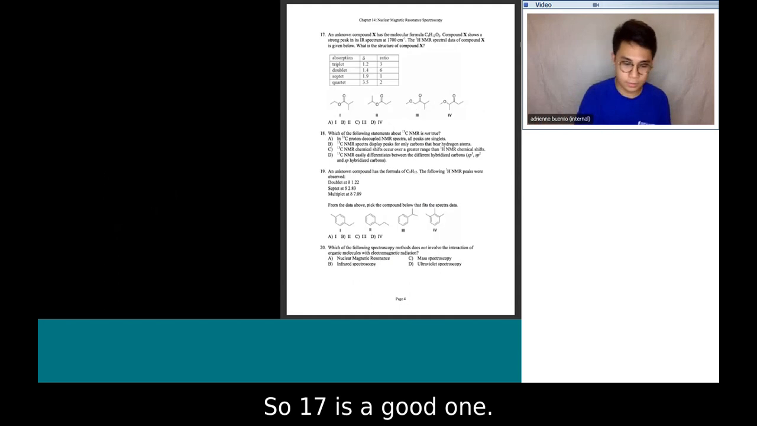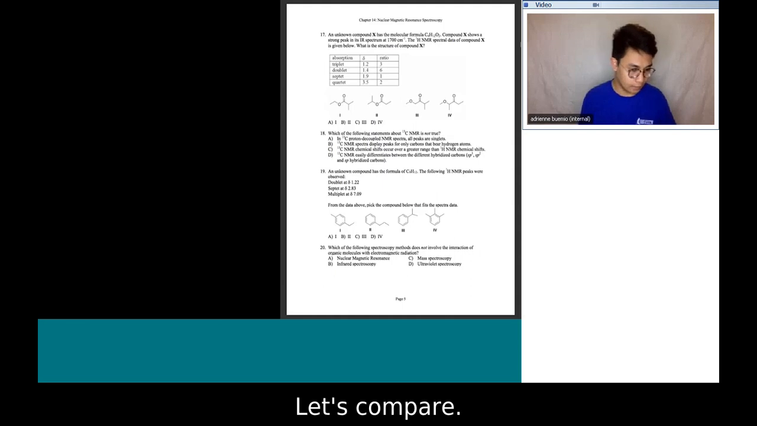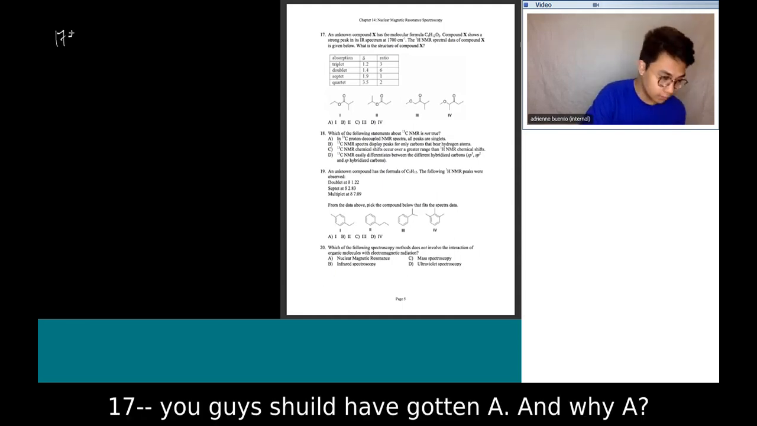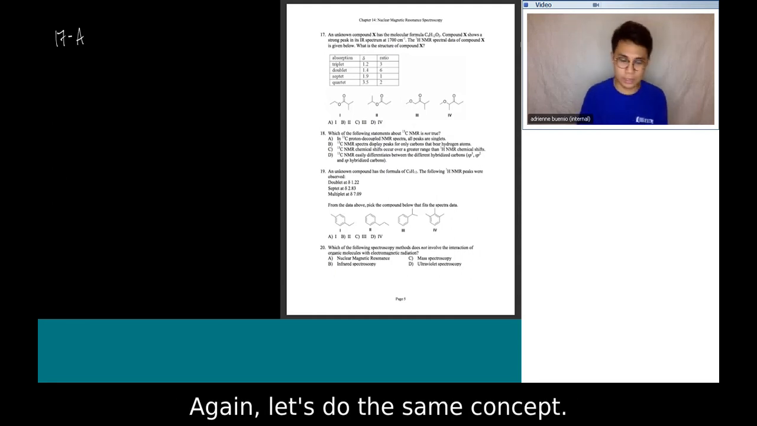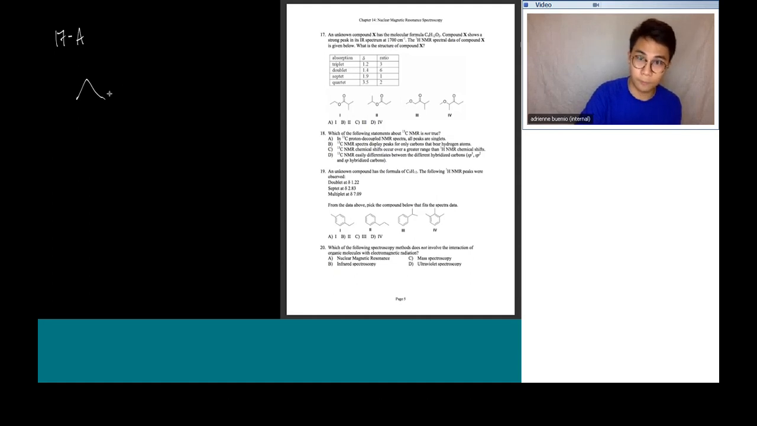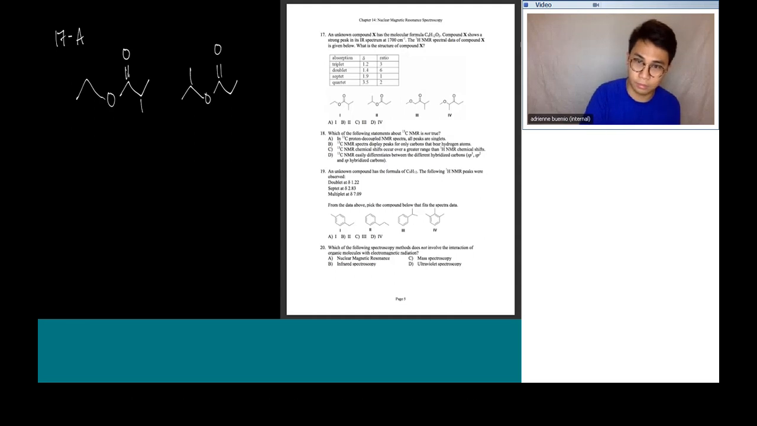And then let's do another one. 17 is a good one. Again, attempt it and see what you guys get, and let's compare. Okay. 17, you guys should have gotten A. And why A? Again, let's do the same concept. Let's do a whole page for this one. And this one you actually use everything, I think. Let's see.